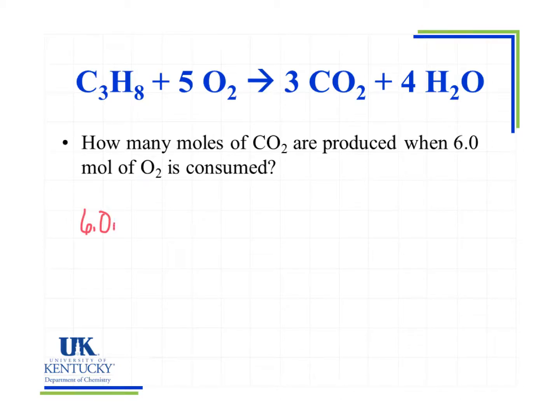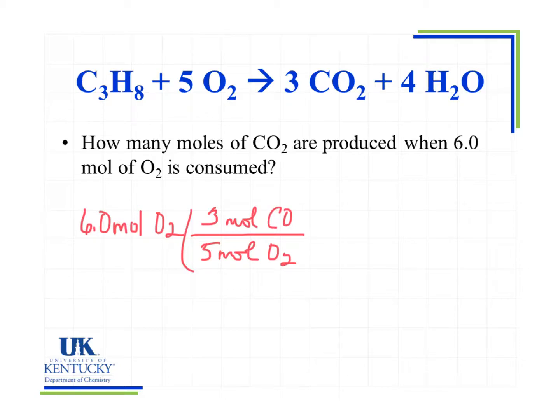It tells me I have 6.0 moles of O2, and I'm trying to find out the moles of CO2. So I'm going to look at the coefficients for my balanced equation for O2 and CO2. And what that gives me is the ratio between those. And so I can use that as a relationship in my calculation, because what I have is that for 5 moles of O2, I'm going to produce 3 moles of CO2. And this assumes that we have sufficient amounts of propane. We're just worried about the relationship between the O2 and the CO2.